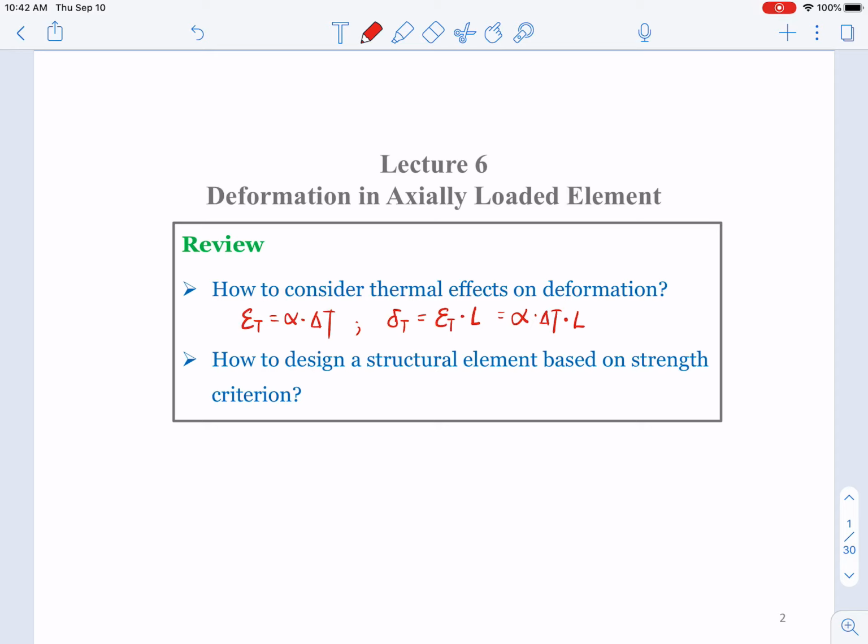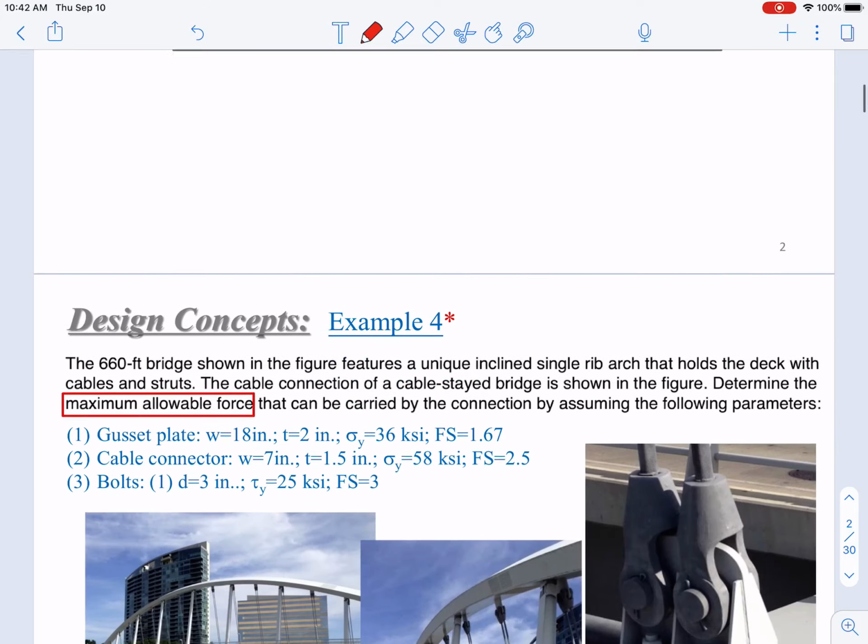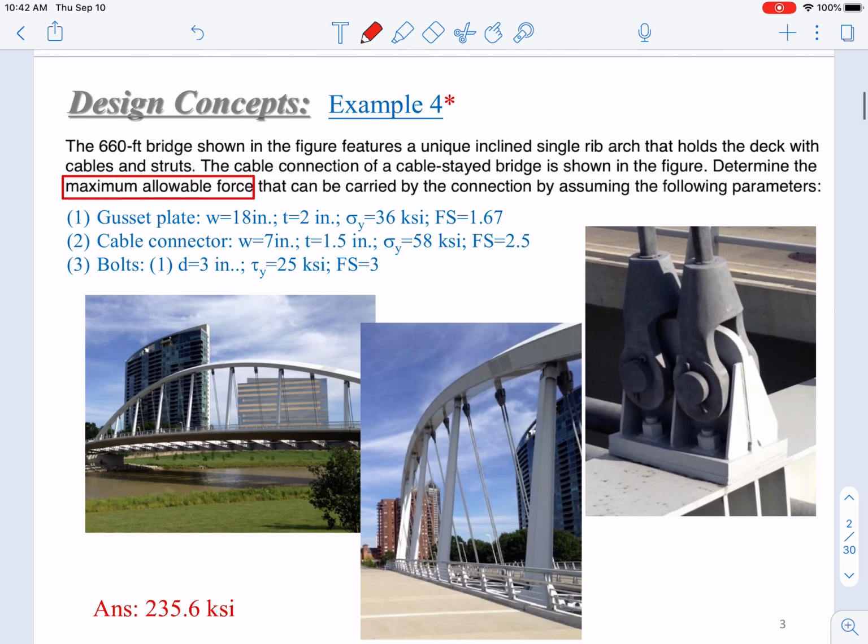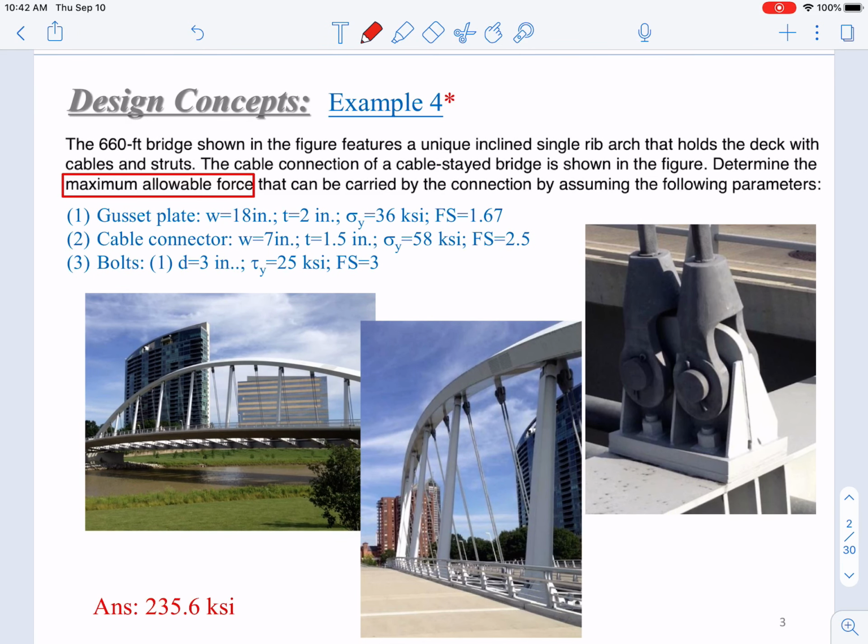We also introduced the basic design concept and how to design structural elements based on strength criteria. I have given several basic examples, and I also uploaded an integrated example, that is our example 4. I hope you have gone through this detailed example. Some students have emailed me telling me that you have trouble understanding part of the steps of example 4. So let's go through this example 4 together briefly.